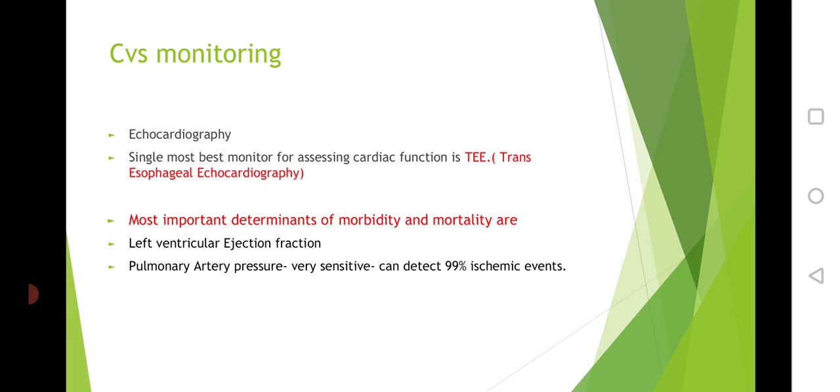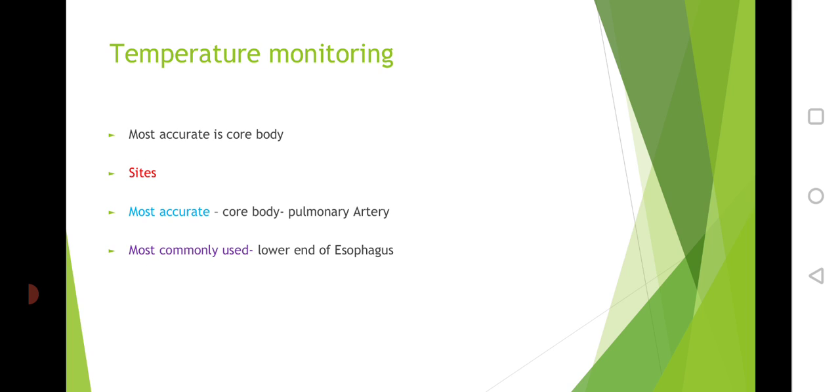Echocardiography. The single best monitor for assessing cardiac function is TEE, transesophageal echocardiography. Most important determinants of morbidity and mortality are left ventricular ejection fraction and pulmonary artery pressure. Very sensitive, can detect 99% of ischemic events.